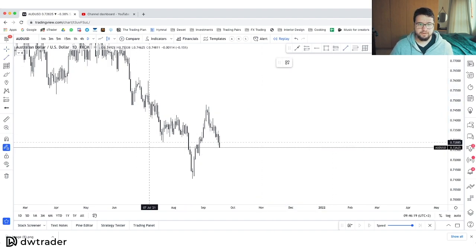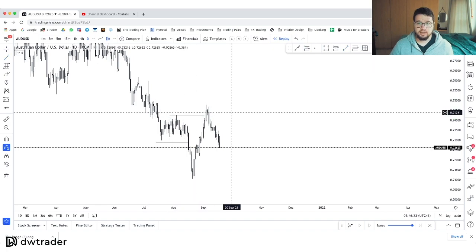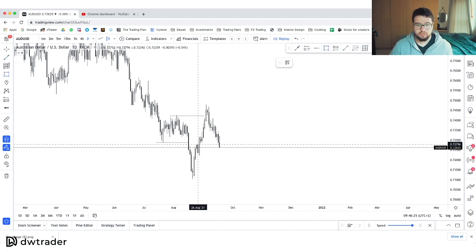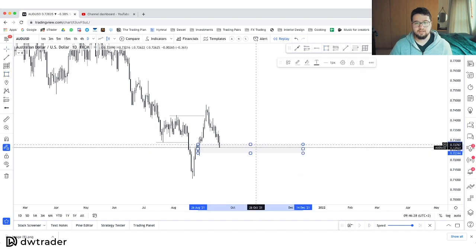So we have here the sweep, we have the structure break, and then potentially price is returning to a daily demand area.